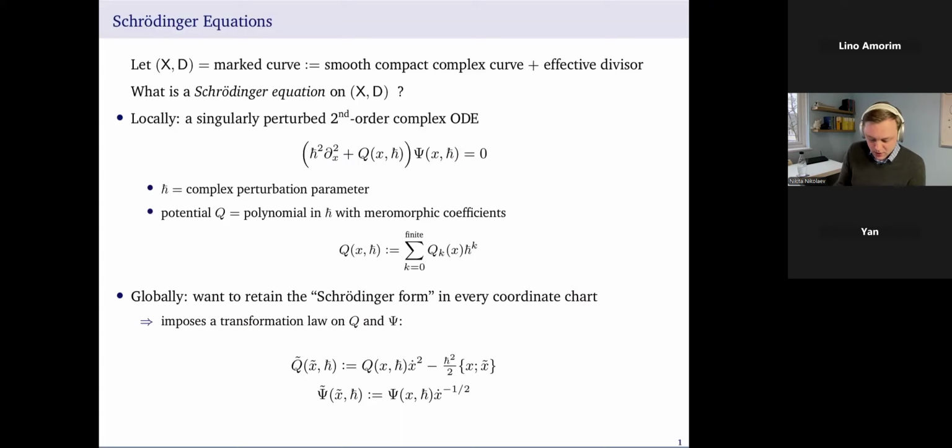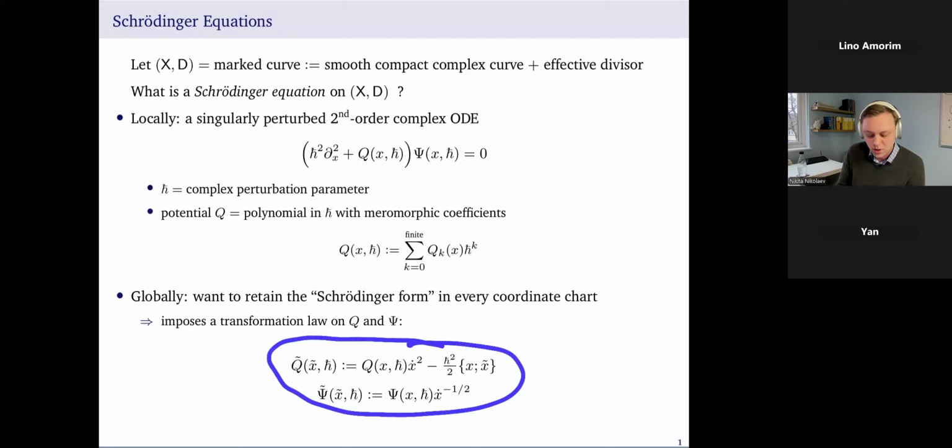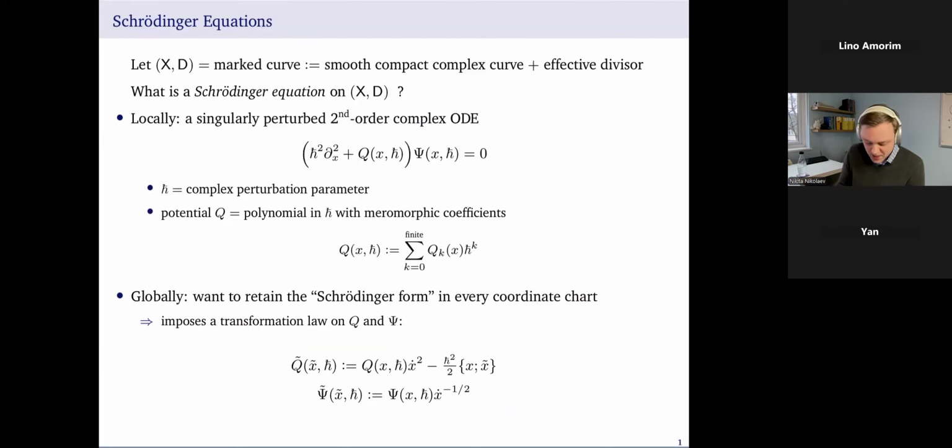Right. Okay. So this preference of wanting to retain the Schrödinger form imposes some very special transformation laws on the potential Q and on the wave function psi. In particular, you see that this wave function psi needs to transform in this funny way, where the transition function is this square root or minus square root of the Jacobian of the coordinate transformation.